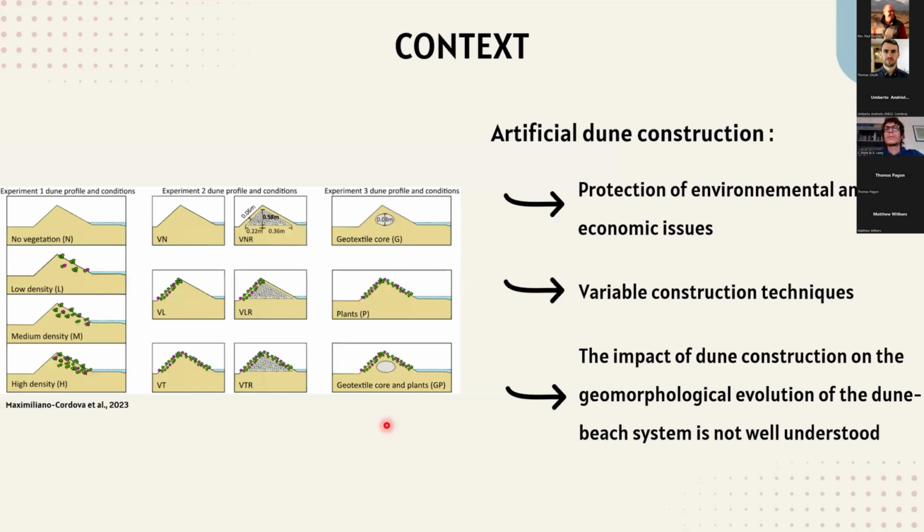So a little bit of context in the world, more and more dunes are artificially constructed, and there are different methods. We can put a different density of vegetation on the dune. You can also make a dune with a hard core, rock core, or geotextile core. And the question is that the impact of this dune construction on the geomorphological evolution of the dune-beach system is still not well understood.